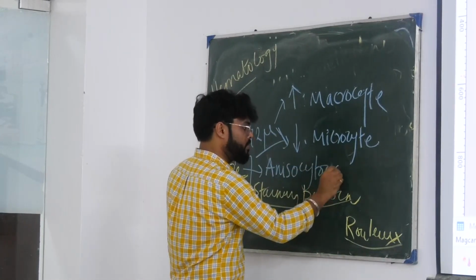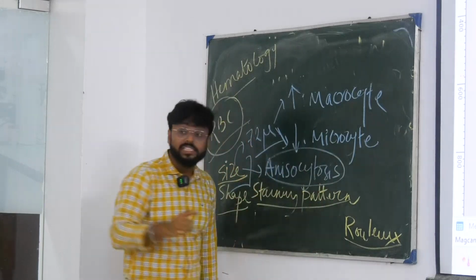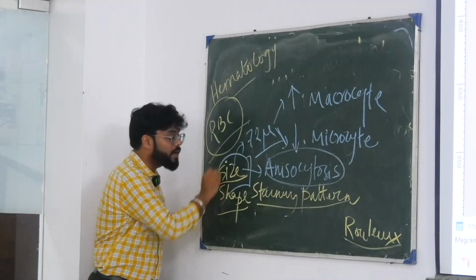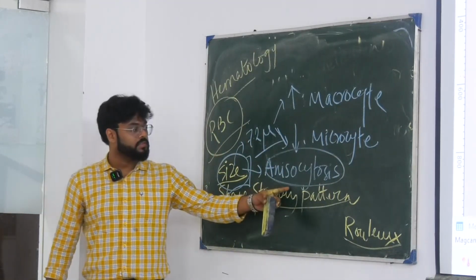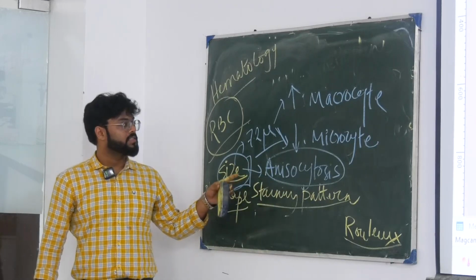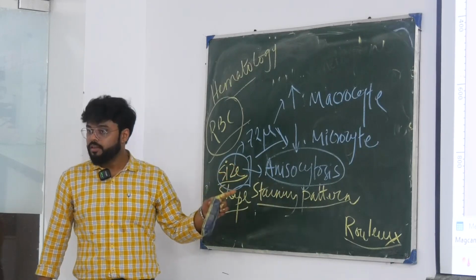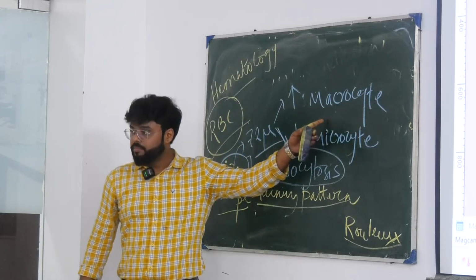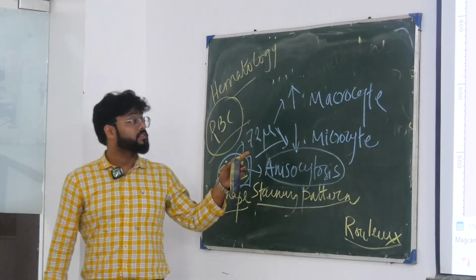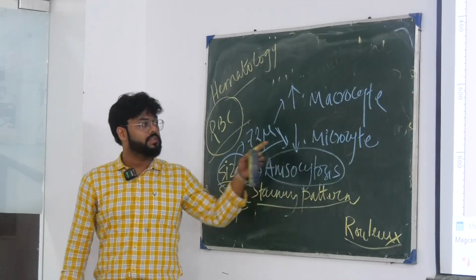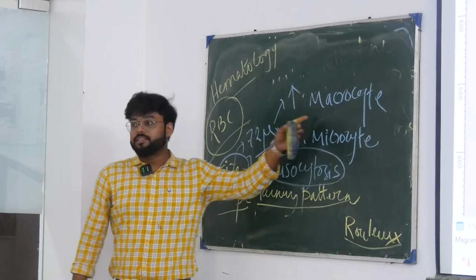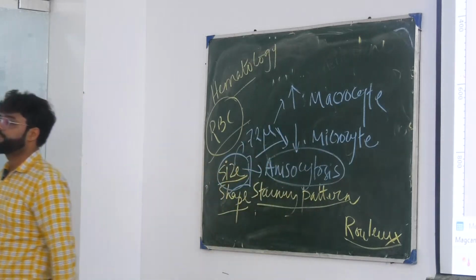And the variation of sizes of RBC is known as anisocytosis. Variation in size of RBC is known as anisocytosis. If the size is small, then it is known as microcyte. If the size is large, it is known as macrocyte.